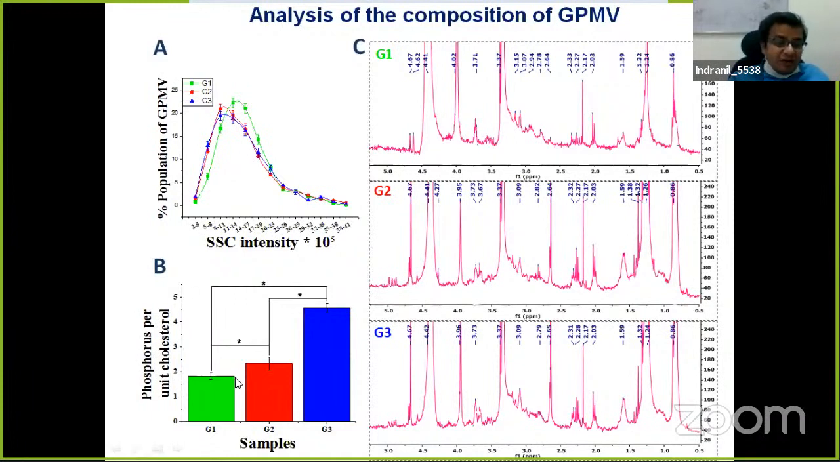And then we checked the phosphorus per unit of cholesterol to check the phospholipid to neutral lipid ratio. There we find a very interesting thing: the relative phosphorus concentration is increased in the case of G3. Because here you are taking out the cholesterol, technically the ratio of phosphorus to cholesterol will definitely increase. So that happens there.